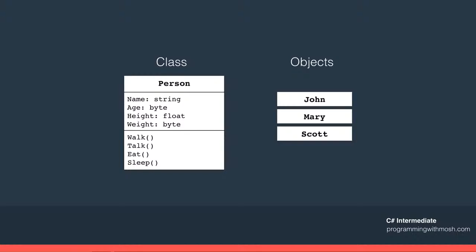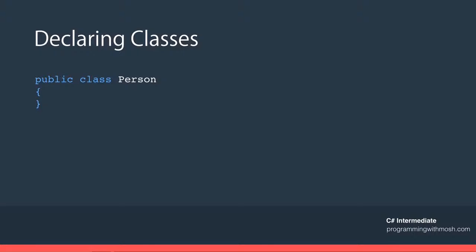Here's the basic syntax for declaring a class. Public and class are reserved keywords in C#, and that's why I've indicated them in blue. Public is what we call an access modifier, and that's something you're going to learn later in this section. So for now, don't worry about it.